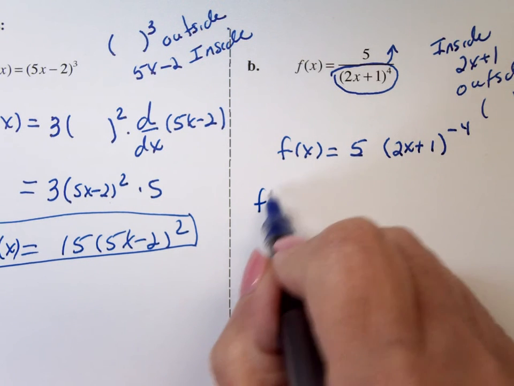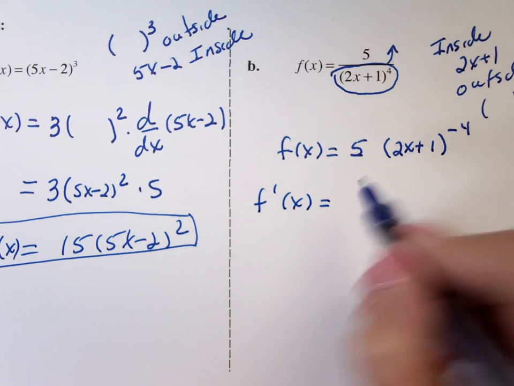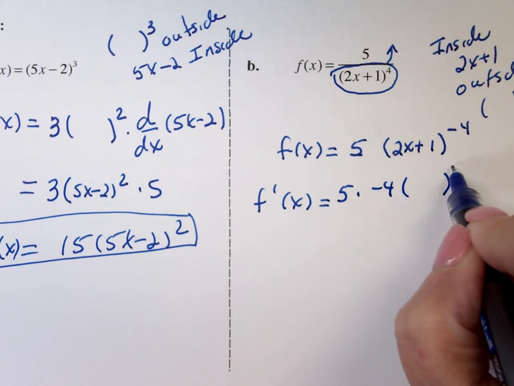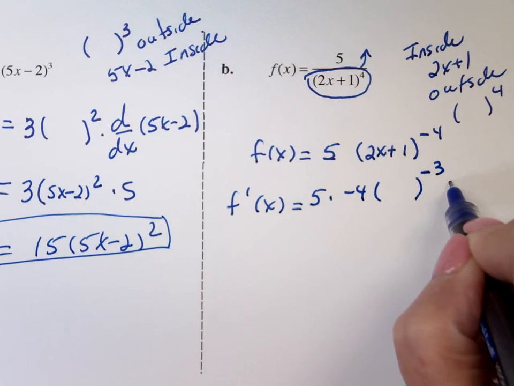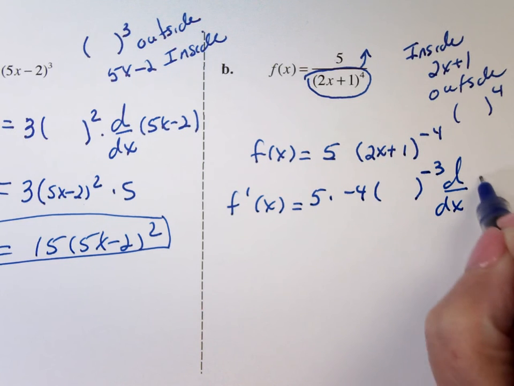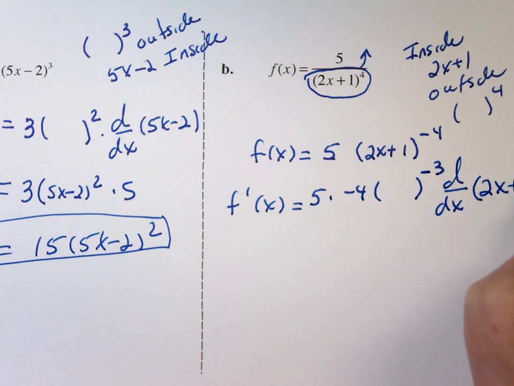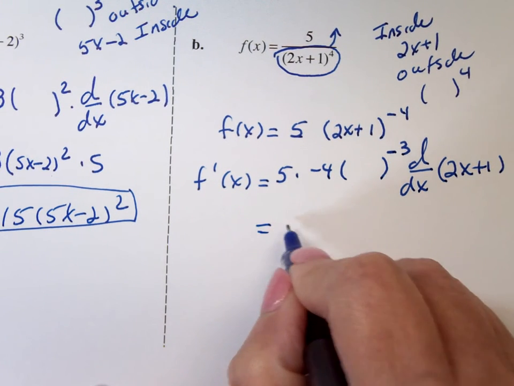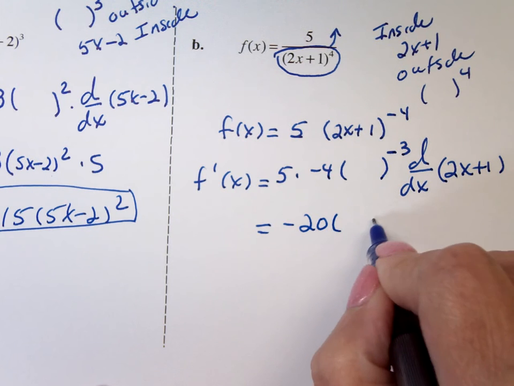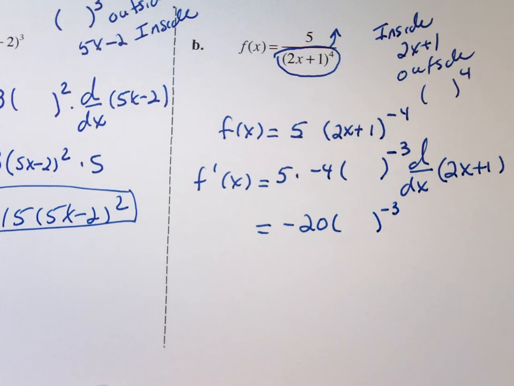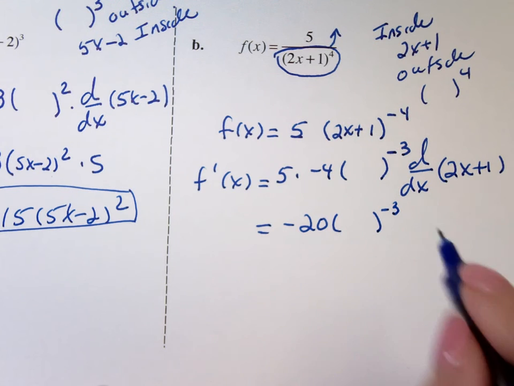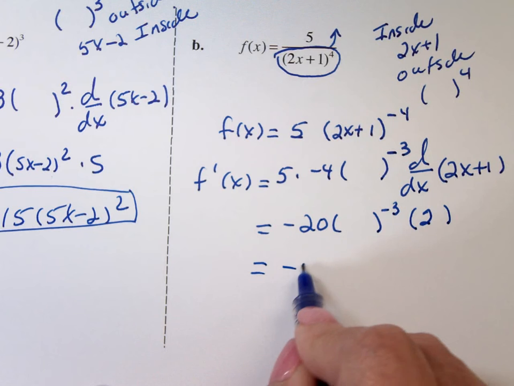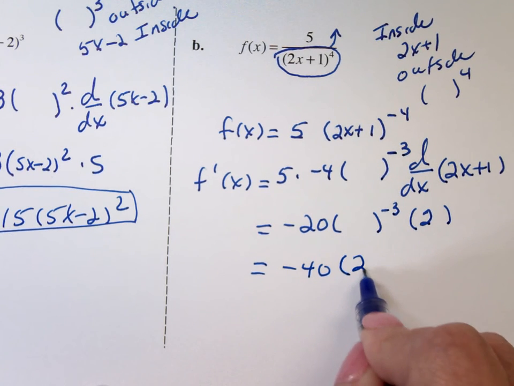So what is f prime? Well, it's 5 times negative 4 times the blob to the negative 5. Now I go after the inside. It's the derivative of the outside times the derivative of the inside, which is minus 20, blob to the negative 5, and what's the derivative of 2x plus 1? 2, which is minus 40. Now I can put in my parentheses.